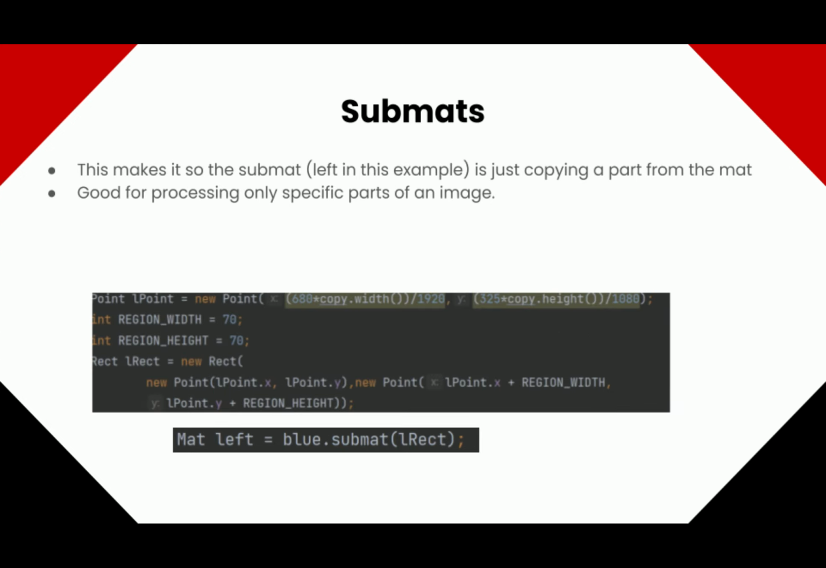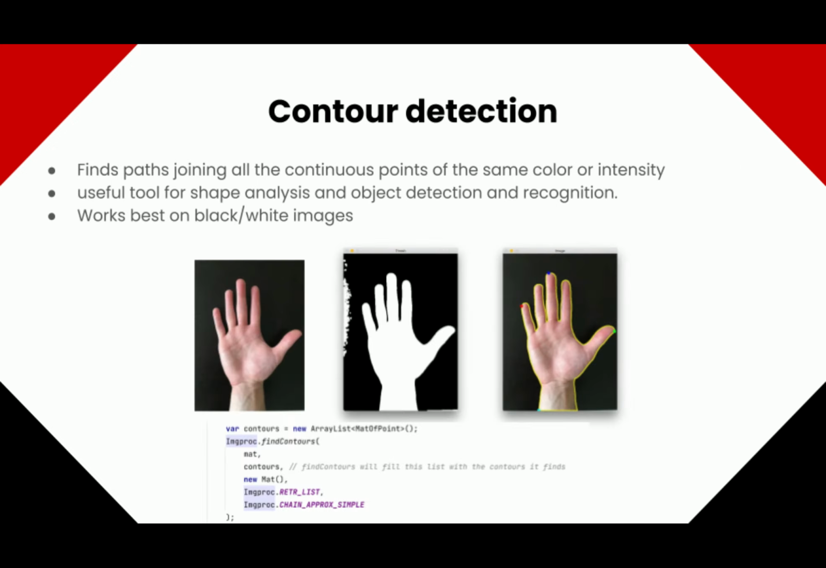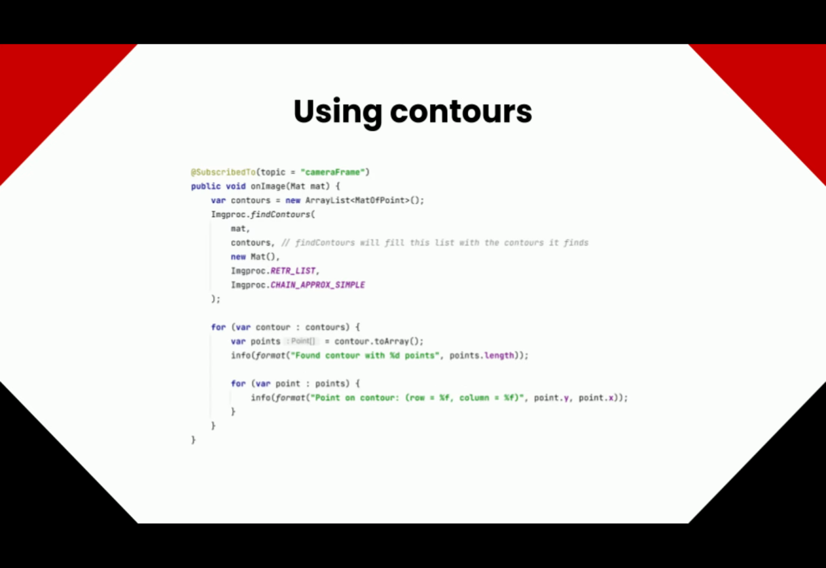The submat of an image is a copy of a specific part of a Mat, defined by a rectangle that you give it. It's useful for processing specific parts of an image. Contours are the curves that join all continuous points of the same color value or intensity. It's very useful for shape analysis and object detection. So here's an example of using such contours.